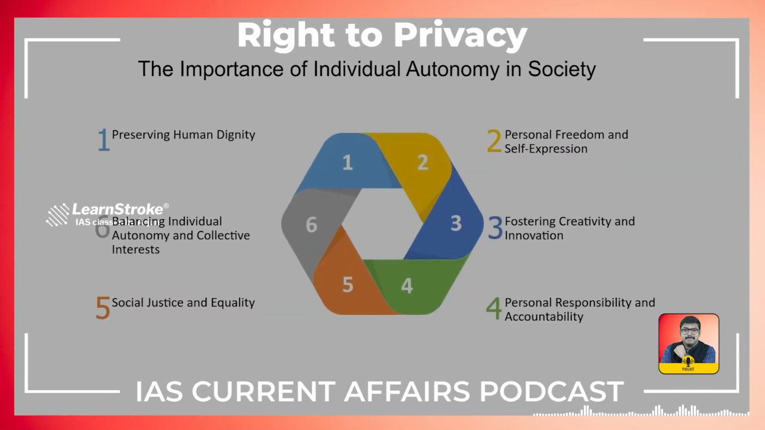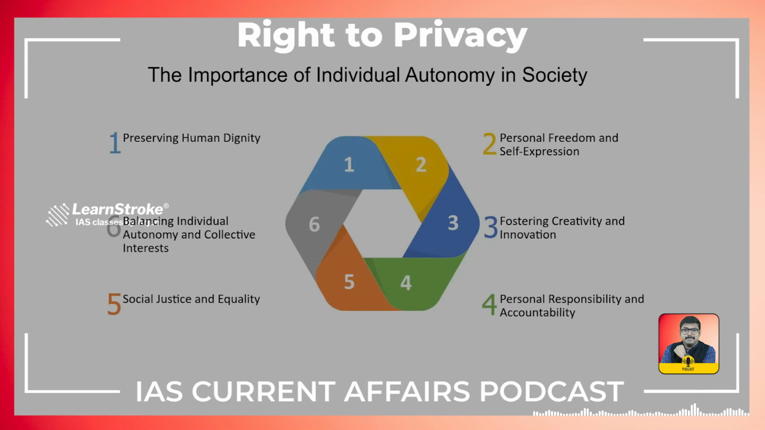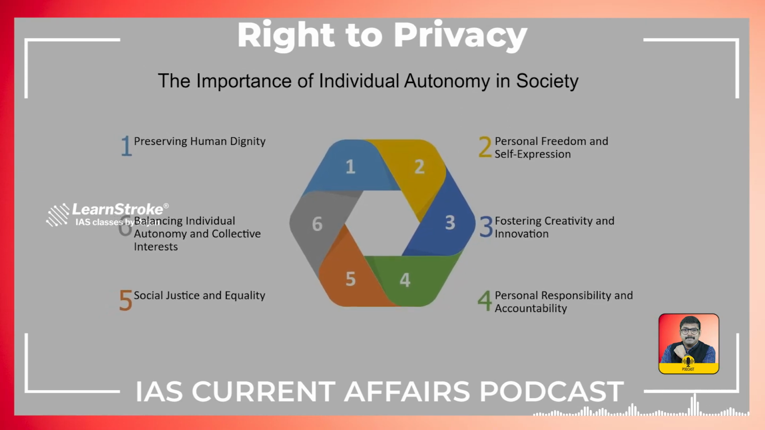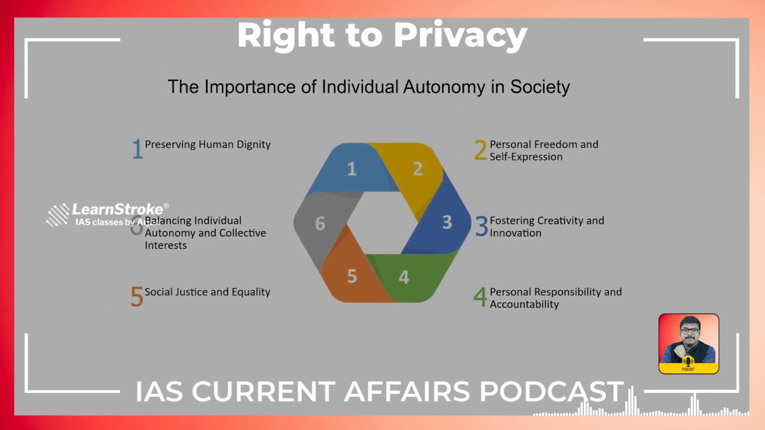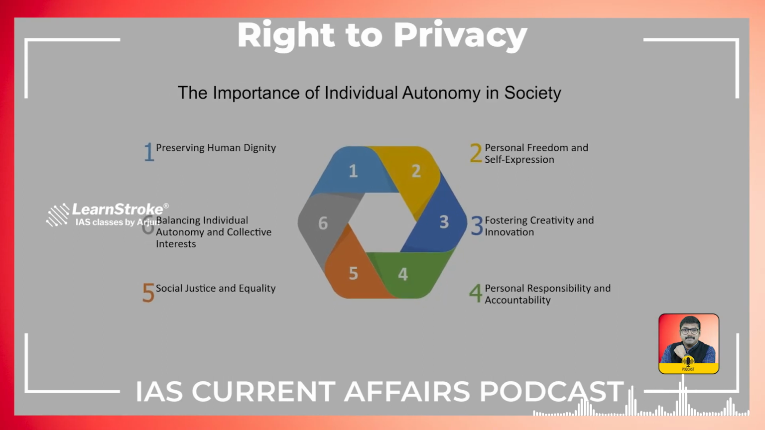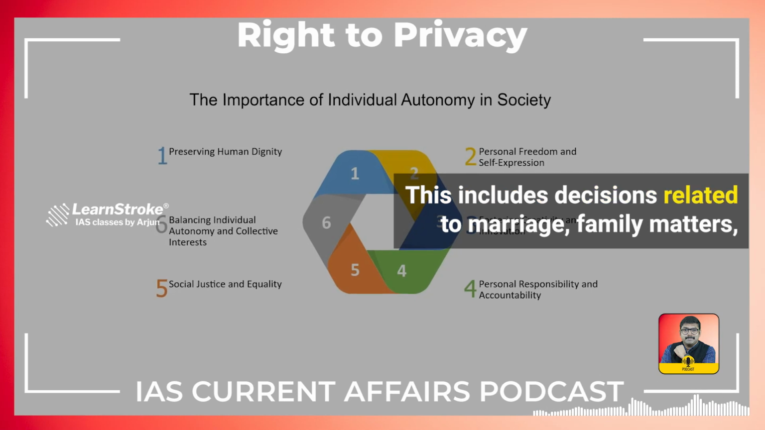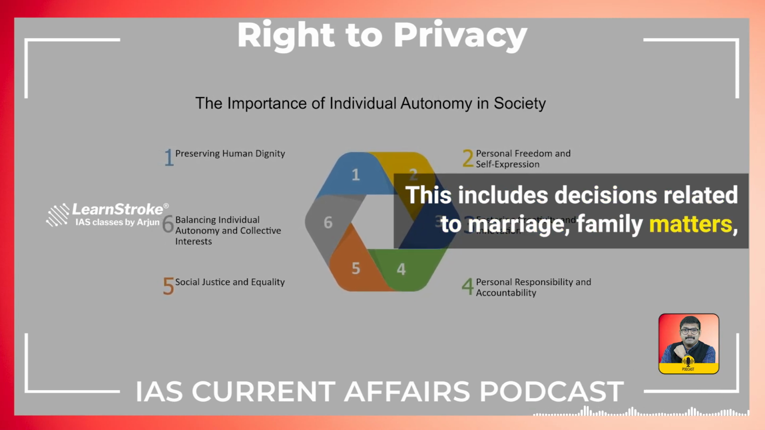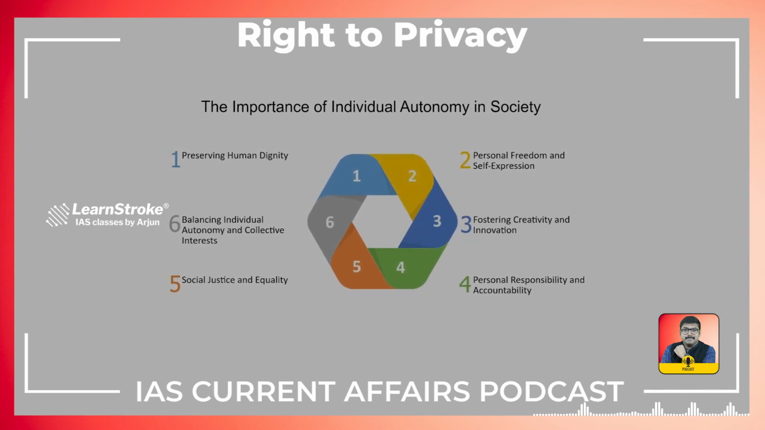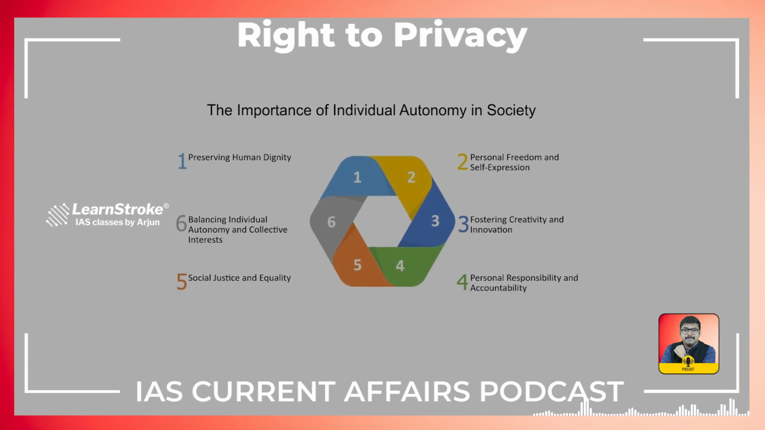Autonomy and personal choices. Let's understand it. Individuals have the right to make decisions about their personal lives, relationships, and lifestyle without undue interference from the state or any other entity. This includes decisions related to marriage, family matters, reproductive rights, sexual orientation, and religious beliefs too.